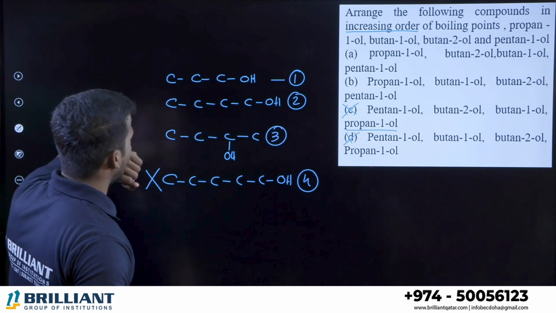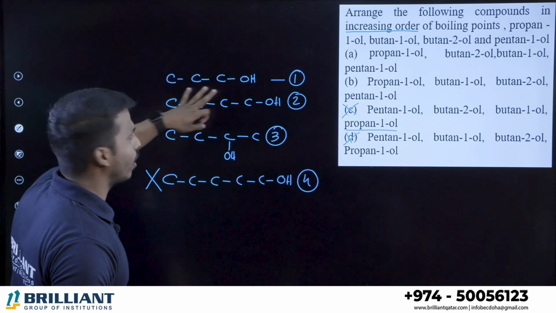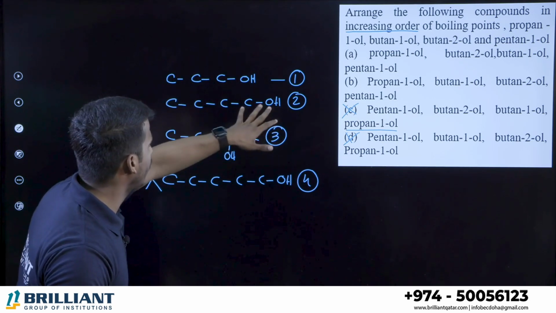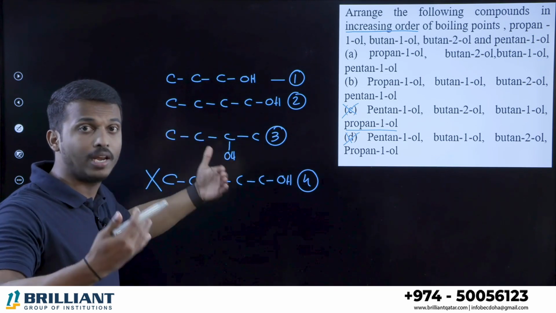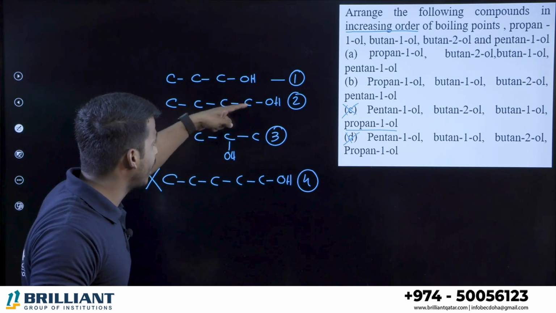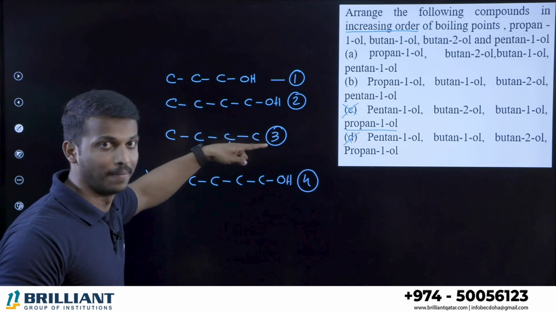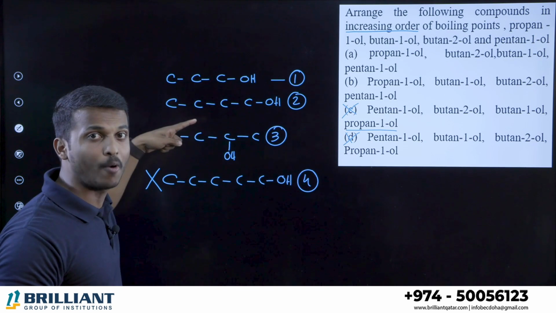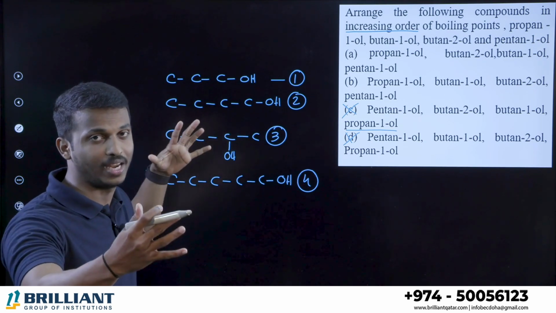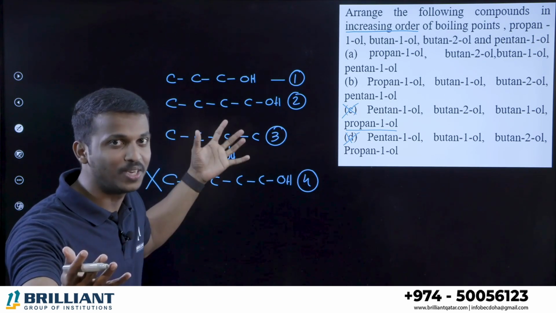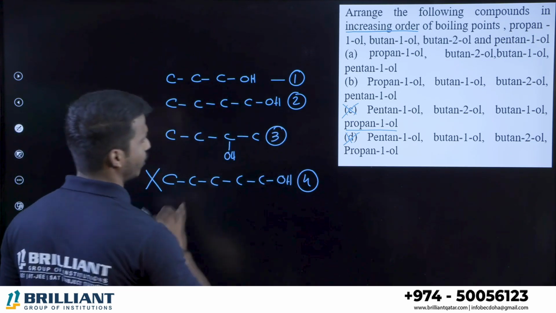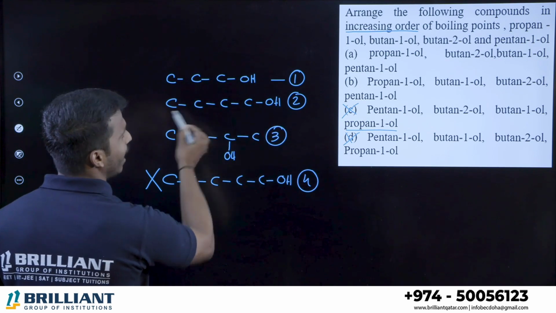Now next one, dear all. Compound number 1 contains only 3 carbons and an alcohol group. Hydrogen is also there. And the second one contains 4. So which one has the greater boiling point? You know, the second one and third one are isomers. Among the second and third, the second has the greater boiling point because it has a more straight chain, no branching. No branching means greater boiling point. So after the fourth one, we are expecting butan-1-ol first.